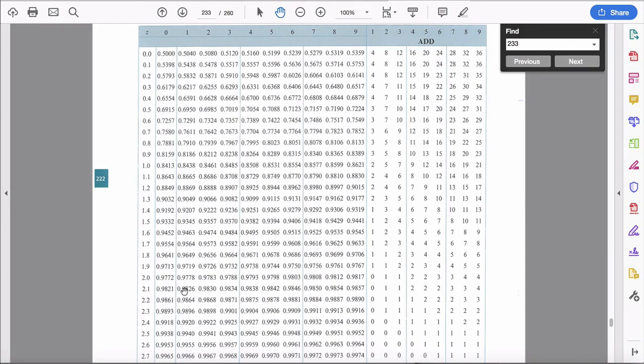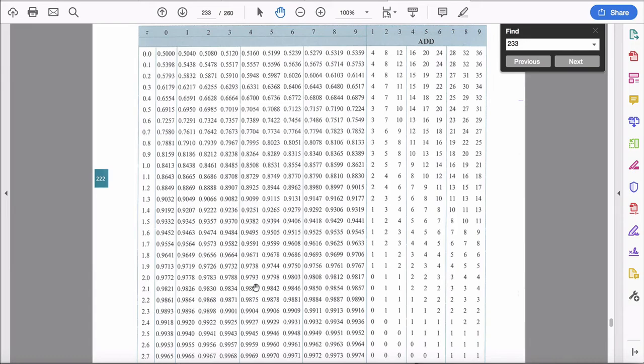2.11 is this row. What column gives you the additional 5? 5 will be in this column. Do you see? Look at the top, it is 5. So again 2.11 is here, then I go for the top 5, which is 2. So 2 must be added to the last digit. If you add 2 to the last digit, it will be 0.9828. Till here it is 2.11.